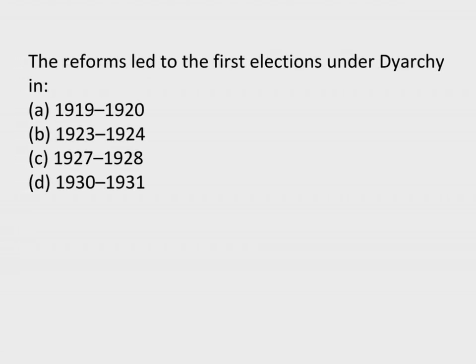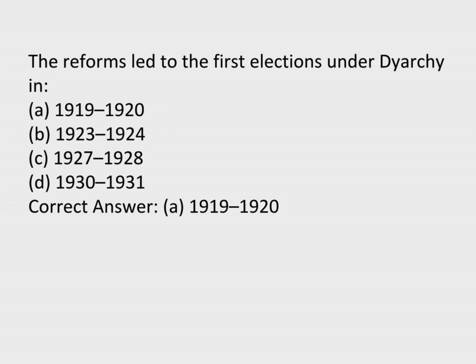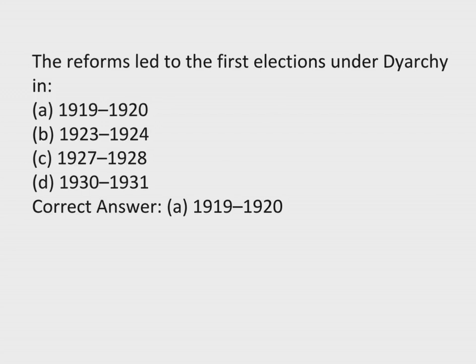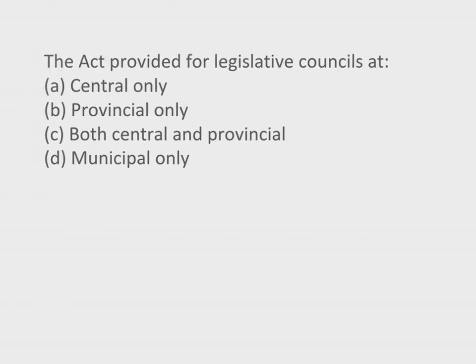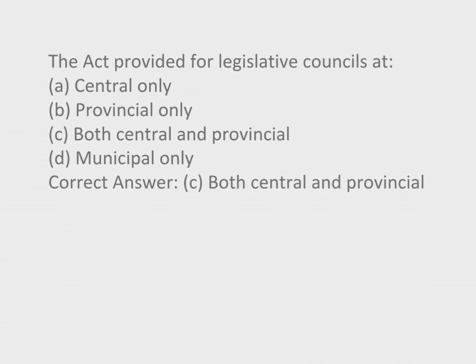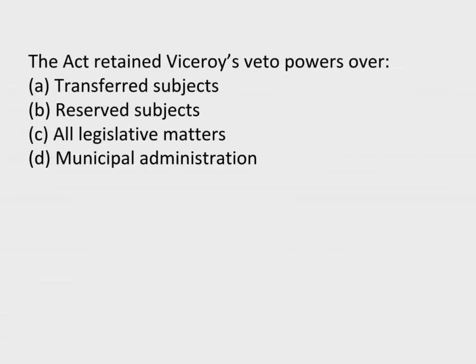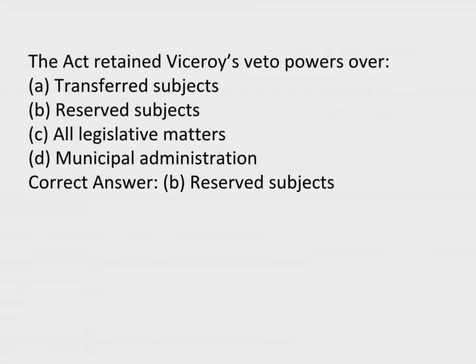18. The reforms led to the first elections under diarchy in. Correct answer, A. 1919 to 1920. 19. The Act provided for legislative councils at. Correct answer, C. Both central and provincial. 20. The Act retained Viceroy's veto powers over. Correct answer, B. Reserved subjects.